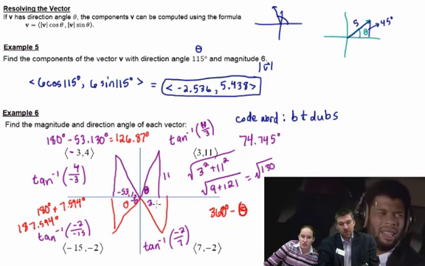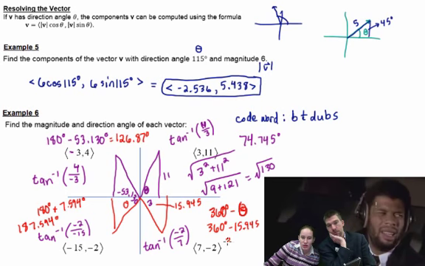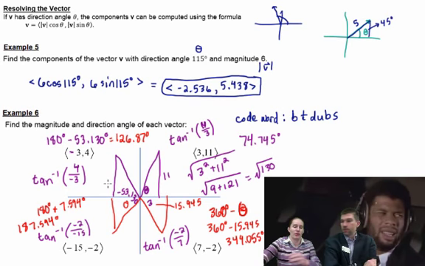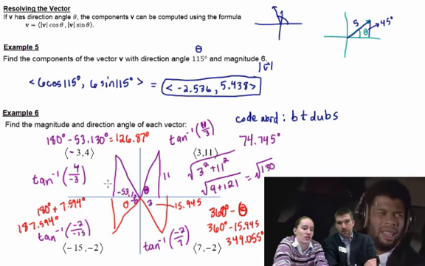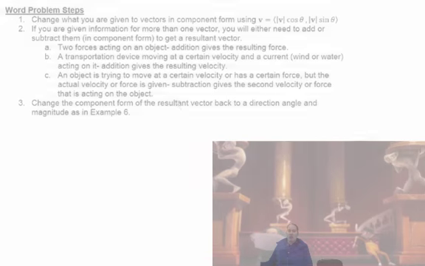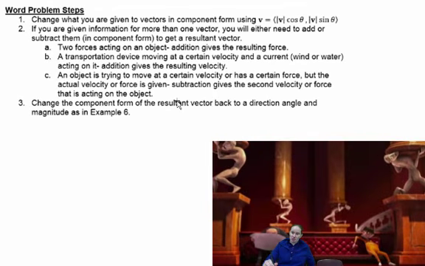So negative 15.945. So 344.055 minus 15.945. Okay, so think through, just remember your calculator tells you the reference angle, and then you have to do work to actually figure out what that angle is. Perfect.